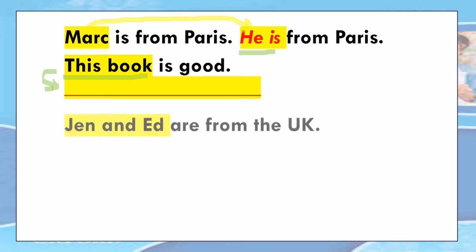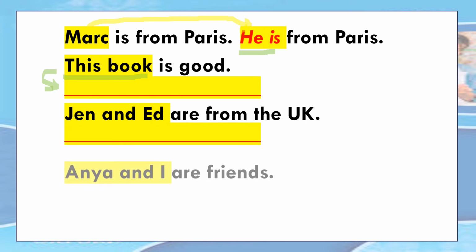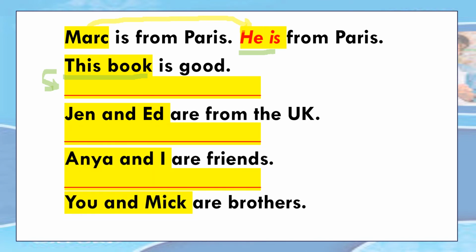Okay, next. Jen and Ed are from the UK. Anya and I are friends. You and Mick are brothers. So this one I want you to do by yourself. I will put the answer in the next lesson. If you have anything to ask, you can just ask me later. So this one is your third exercise for today.